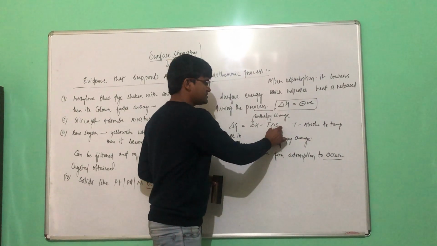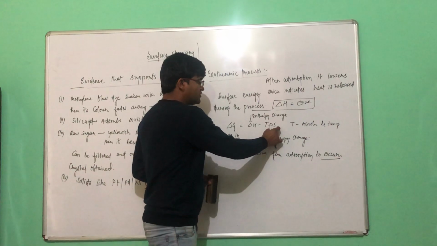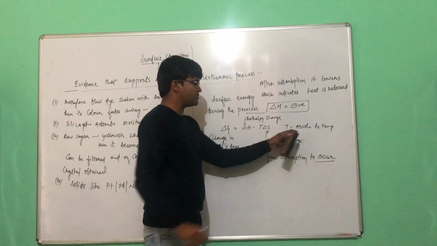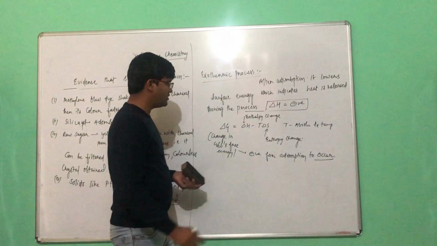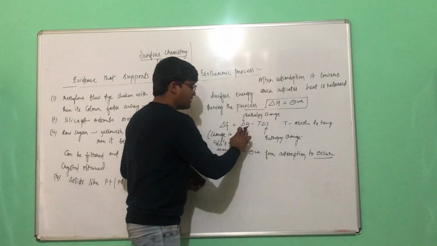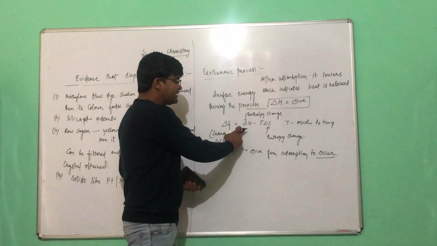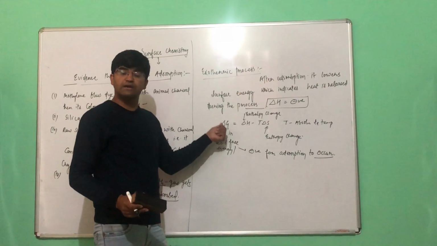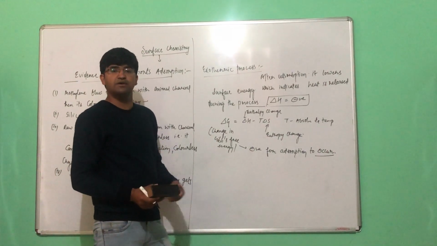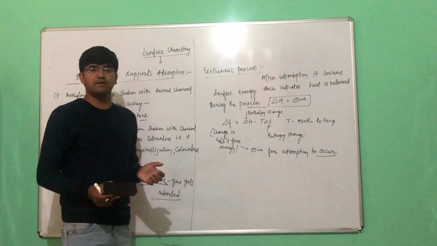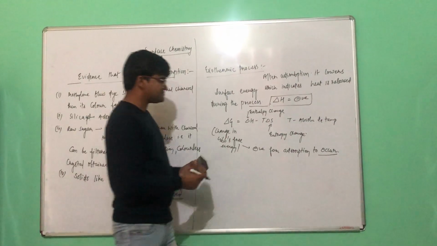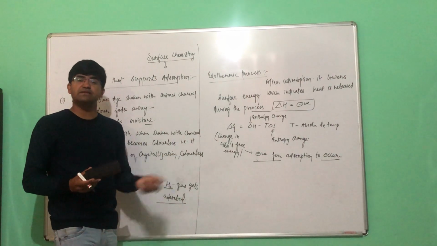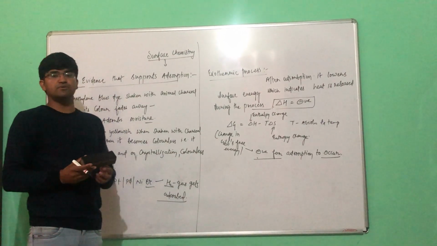So what will be the change? The sign of the change will be negative. Negative times negative makes the entire term positive, because the absolute temperature is always positive. So this factor is positive and delta H is negative. This negative factor must be larger for the adsorption process to occur spontaneously, or to become feasible. Delta G should be negative. So this is the thermodynamic mechanism related to the adsorption process.